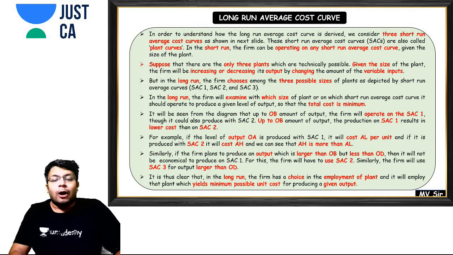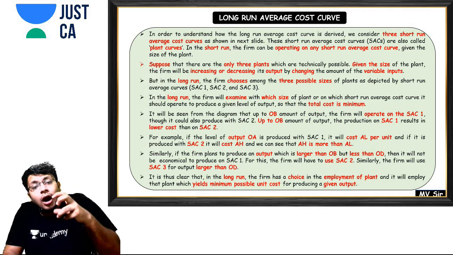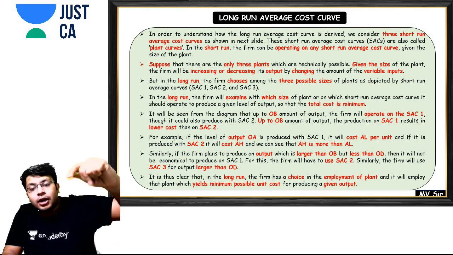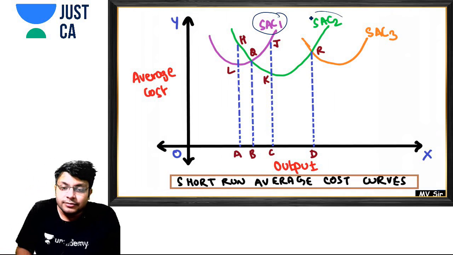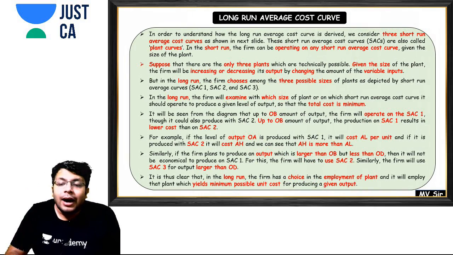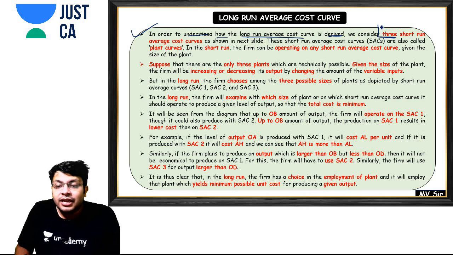Now how will I draw a long run average cost curve? In order to understand that, we have taken here three short run average cost curves. My short run average cost curves are also called plant curves. In order to understand how the long run average cost curve is derived, we consider three short run average cost curves. These short run average cost curves are also called the plant curves.